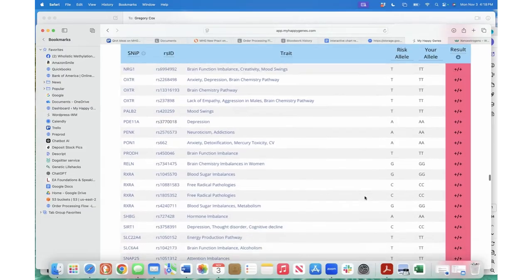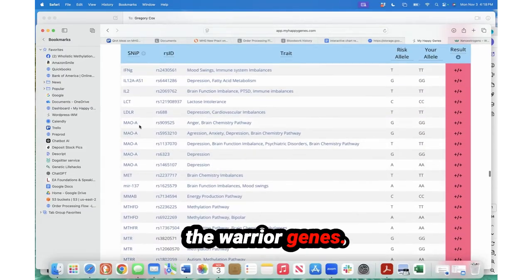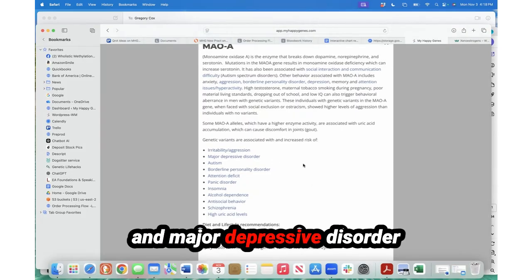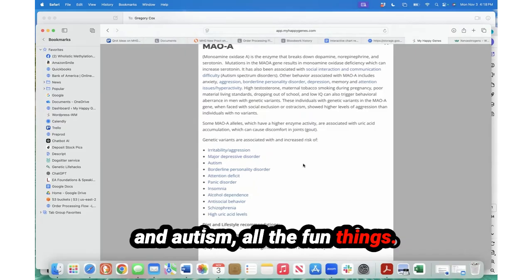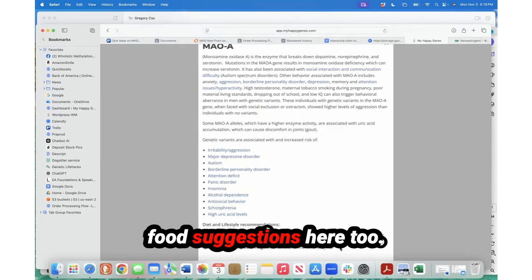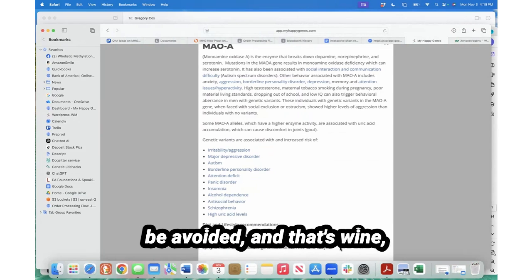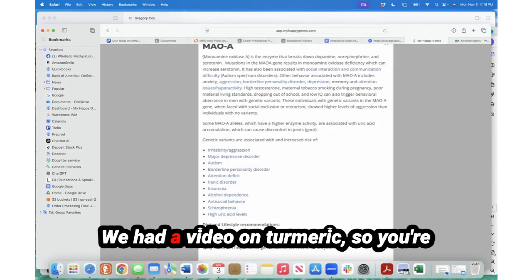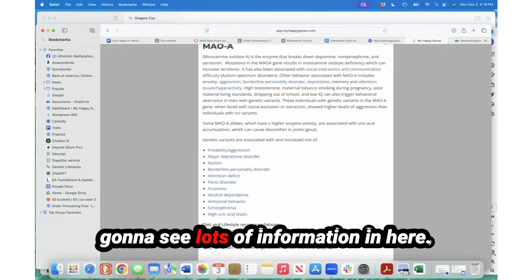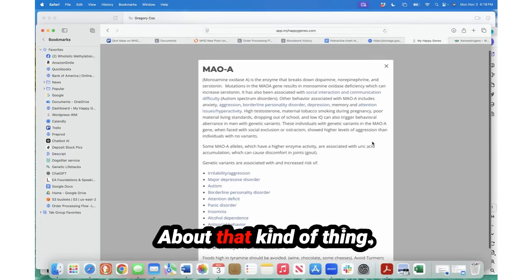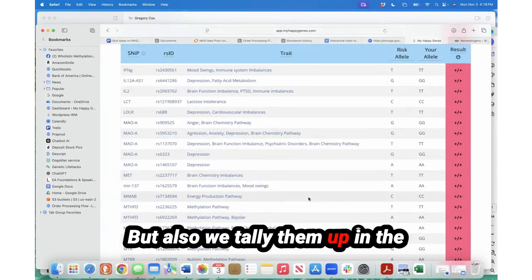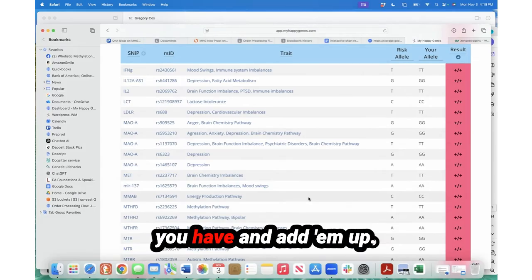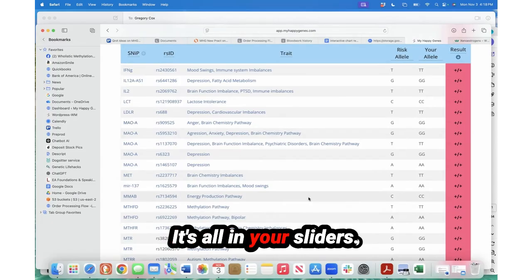That's great. Here's the MAO genes, the warrior genes. You can see I got 5 of them. And that's the one that can cause the irritability and aggression and major depressive disorder and autism, all the fun things. And here it gives you some food suggestions here too. Foods high in tyramine should be avoided, and that's wine, chocolate, and some cheeses. This is the one that's inhibited by turmeric. We had a video on turmeric, so you're going to see lots of information in here about that kind of thing, but also we tally them up in the sliders for diet and lifestyle. So you don't have to sit there and count which ones you have and add them up. We did that for you. It's all in your sliders.